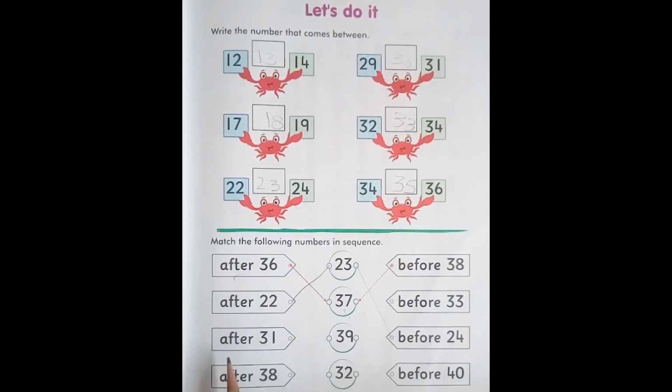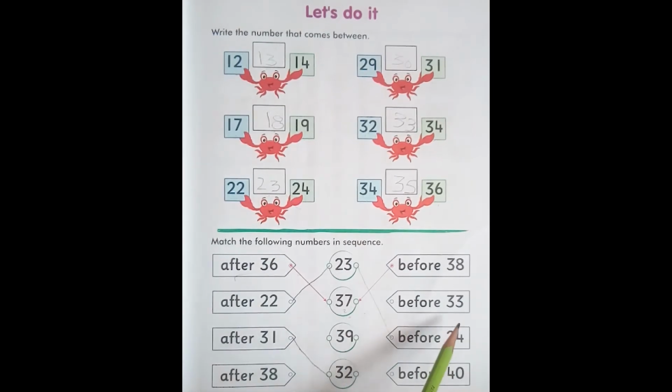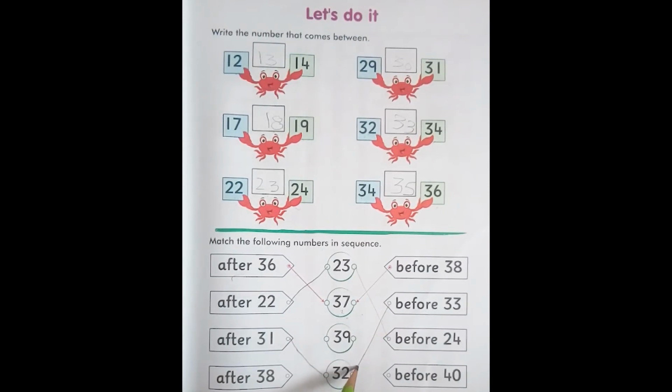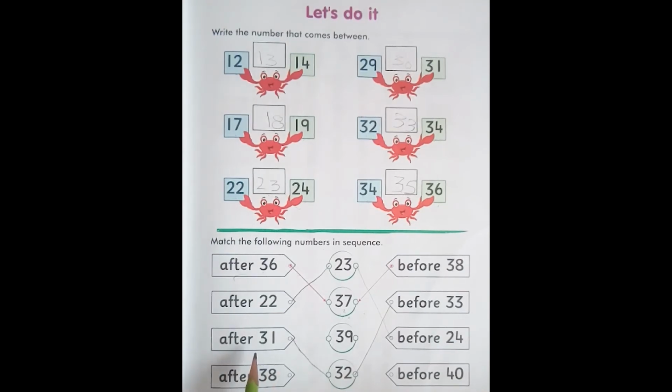What comes after 31? 32. Let's match them. And what comes before 33? 32. Let's match them. This is same answer after 31 and before 33.